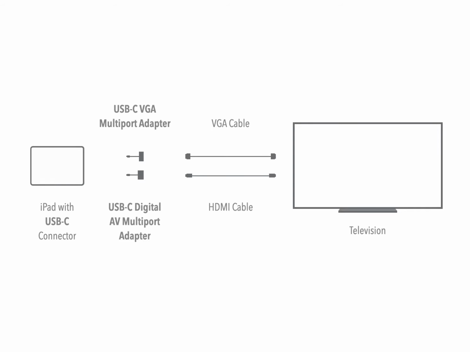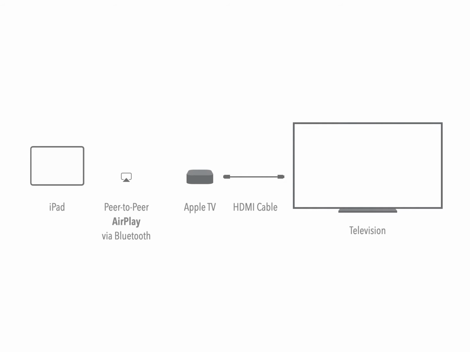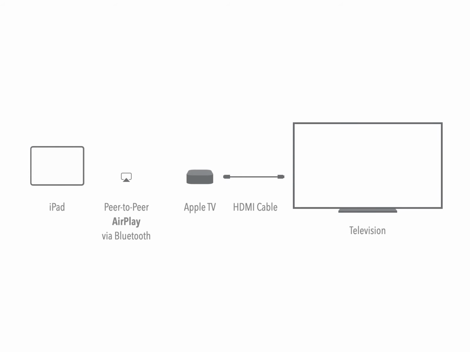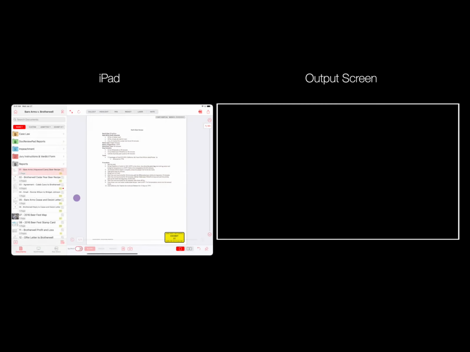If you want to present wirelessly, giving you the freedom to walk around the courtroom while presenting evidence, simply connect an Apple TV to a projector or television using a standard HDMI cable. Your iPad will wirelessly cast your presentation to the Apple TV using peer-to-peer AirPlay via Bluetooth, so no Wi-Fi or internet connection is required. Once you're connected to an output device, you'll see your iPad desktop with your apps on the display of the output device.